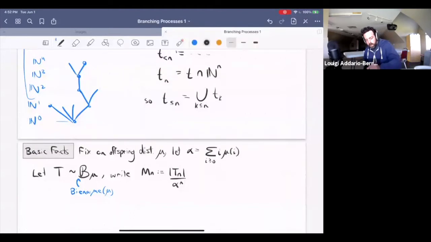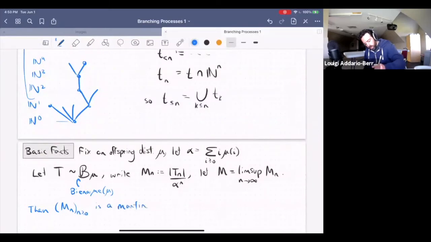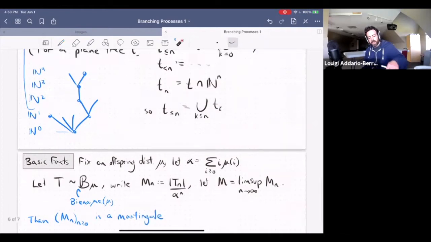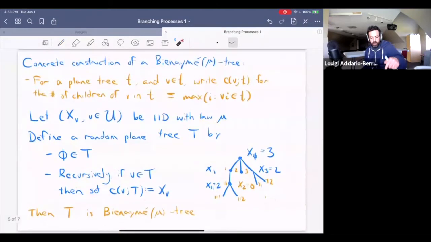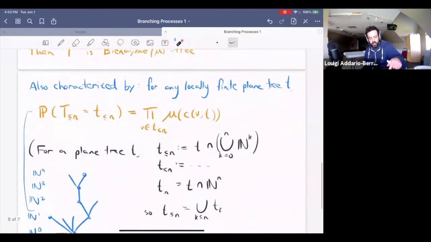Okay, so M_n is the number of nodes at level n of our Bienaymé tree normalized by the mean to the n. And then we'll let M, a random variable, be the lim sup as n tends to infinity of M_n. Okay, so then this sequence is a martingale for the natural filtration, say the filtration generated by the random variables up to level n in this construction. Okay.